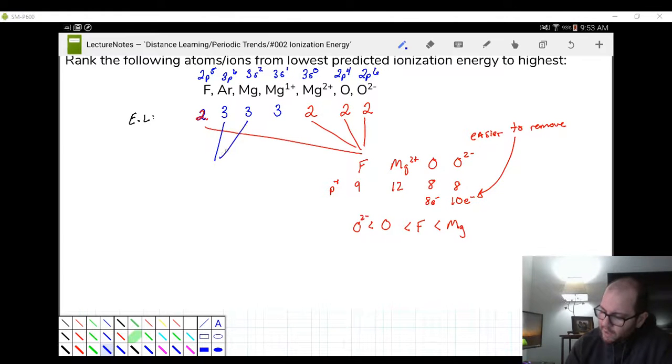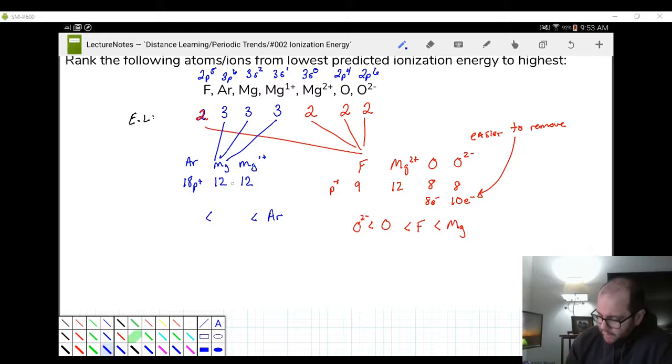In looking at our atoms that have 3 energy levels, argon has 18 protons, magnesium has 12, and magnesium 1+ also has 12. So it's for argon, magnesium, magnesium 1+. So out of those 3, I see that argon must have the highest force with its 18 protons. And then after that, I'm going to have the 2 magnesium atom and the ion.